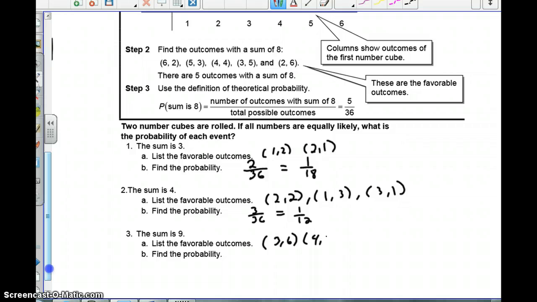Doesn't matter the way you list them as long as you list them all. I suggest, like I did, that you highlight or circle or do something to make sure you find them all. So that's 4 out of 36, which is 1/9. So the probability that the sum is 9 is 1/9.